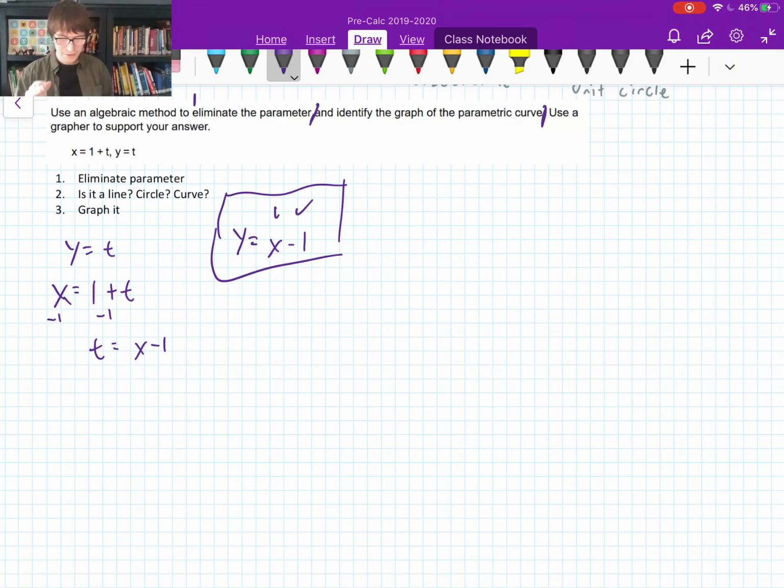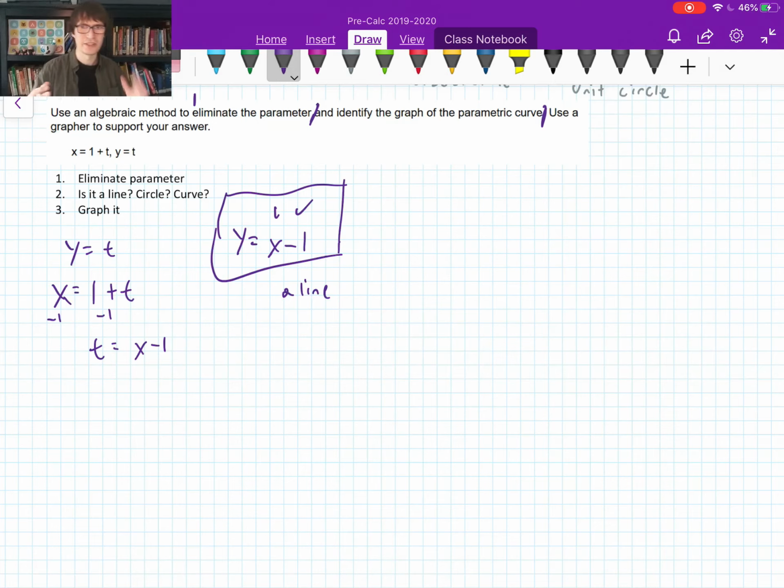Cool. Now we have to identify the graph of the parametric curve. We have to figure out, what does this look like? And so now that we've got it in something that's a little bit easier, something we're more familiar with, now it's in a normal function looking equation, we can tell, well, what is it? This one actually looks like, if you're familiar with slope-intercept form, the equation of a line in slope-intercept form. So y equals x minus 1. It looks like a line.